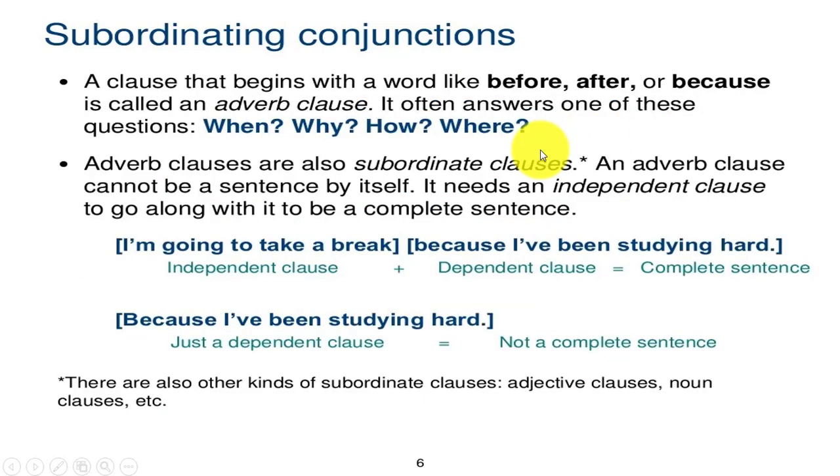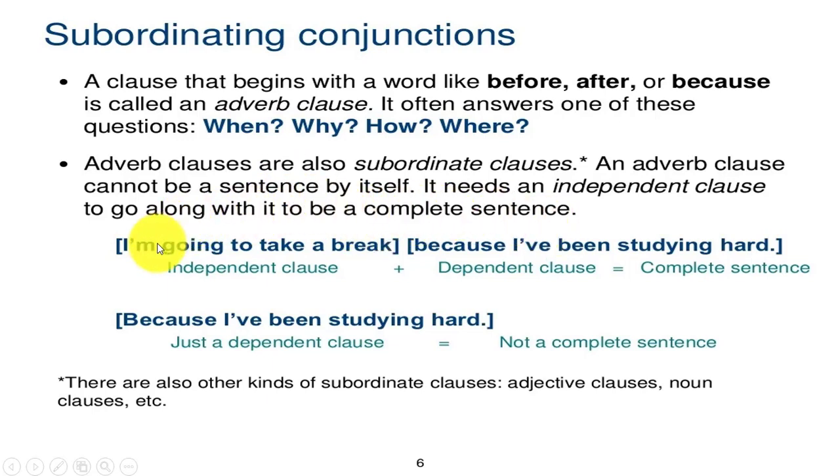A clause that begins with a word like before, after, or because is called an adverb clause. It often answers one of these questions: when, why, how, and where. Adverb clauses are also subordinating clauses, and an adverb clause cannot be a sentence by itself. It needs an independent clause to go along with it to be a complete sentence.